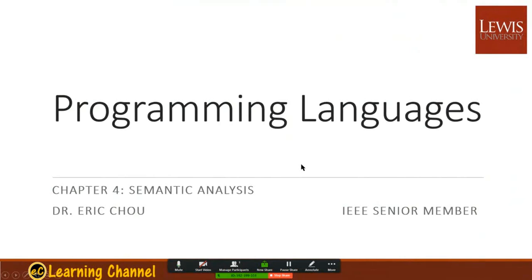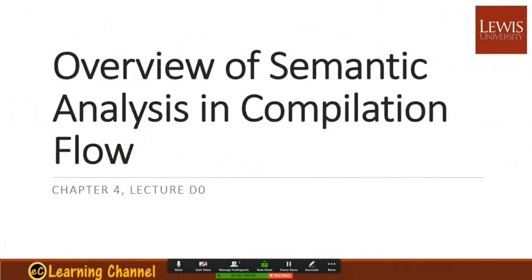Good morning. Welcome to this session, Chapter 4, Semantic Analysis. We are now in the middle stage of the compiler design. Overview of semantic analysis in compilation flow.